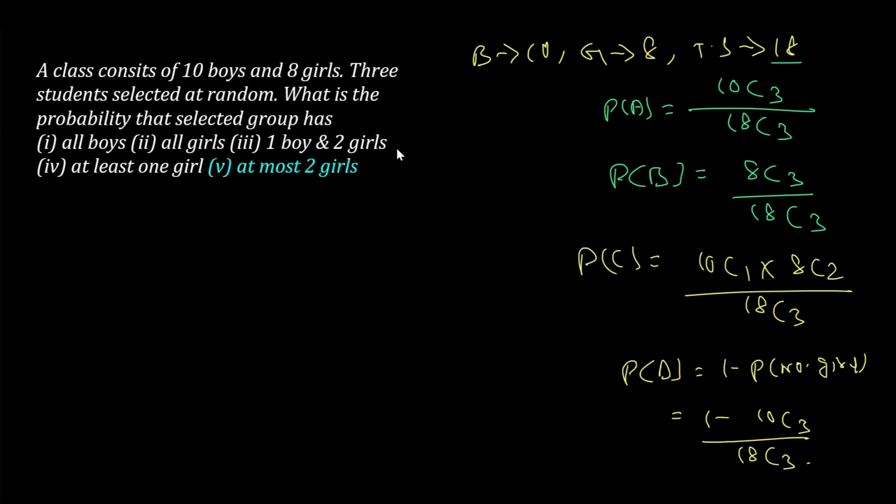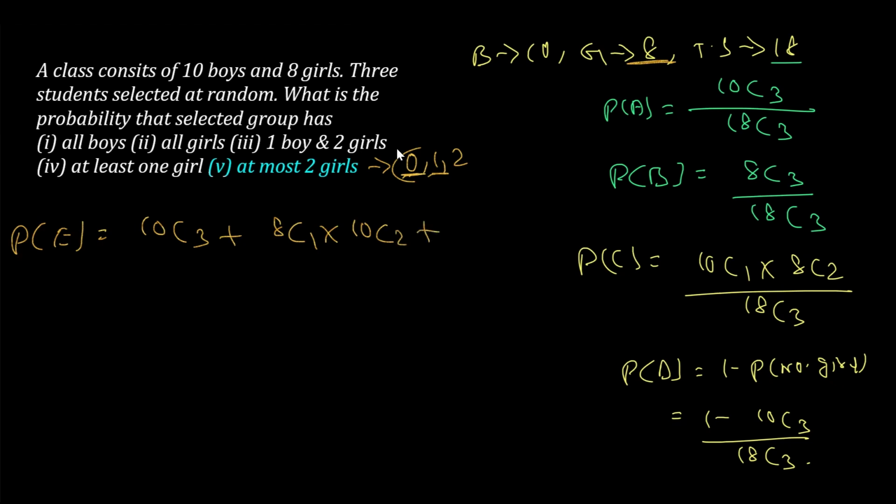Now for the fifth part, it's at most two girls. At most two girls means maximum two girls, so it can be zero girl, one girl, or two girls. Take this condition as P(E). Zero girls stands for all boys, which we have already got, that is 10C3. That's why we should place plus. One girl means out of the eight girls we are taking one girl, so definitely the remaining two must be boys because we are selecting three students. So 10C2.